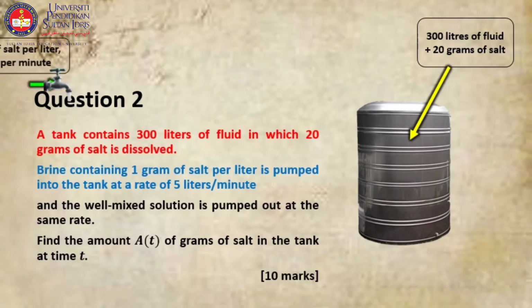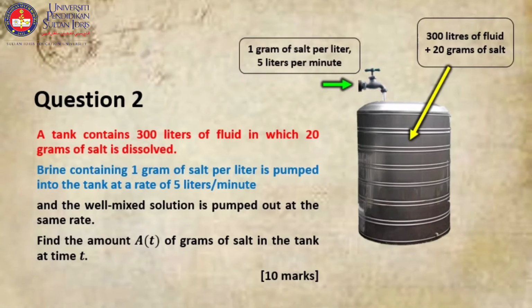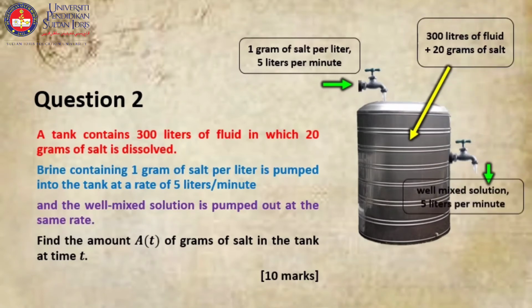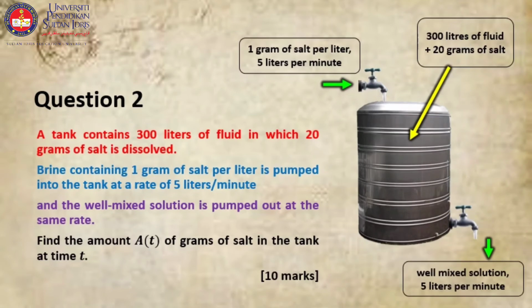So we have solution input in which we have 1 gram of salt per liter at a rate of 5 liters per minute. Next, the well-mixed solution is pumped out at the same rate. So we have the solution output, the well-mixed solution at the rate of 5 liters per minute. Lastly, find the amount A(t) of grams of salt in the tank at time t. So we need to figure out how much salt is in the tank at time t.